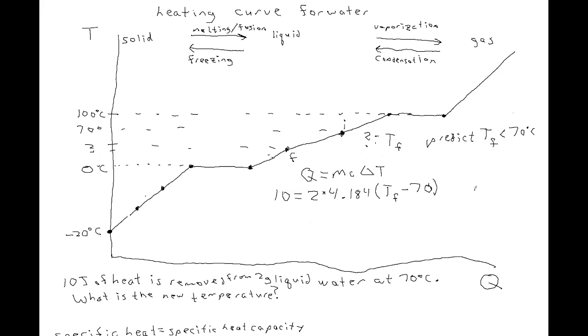Well then, first I would add 70 degrees to both sides, and then I would multiply 2 times 4.184. So let's do those step by step. So what do you get after the first step? So after adding 70 degrees to both sides, you'll get 80.